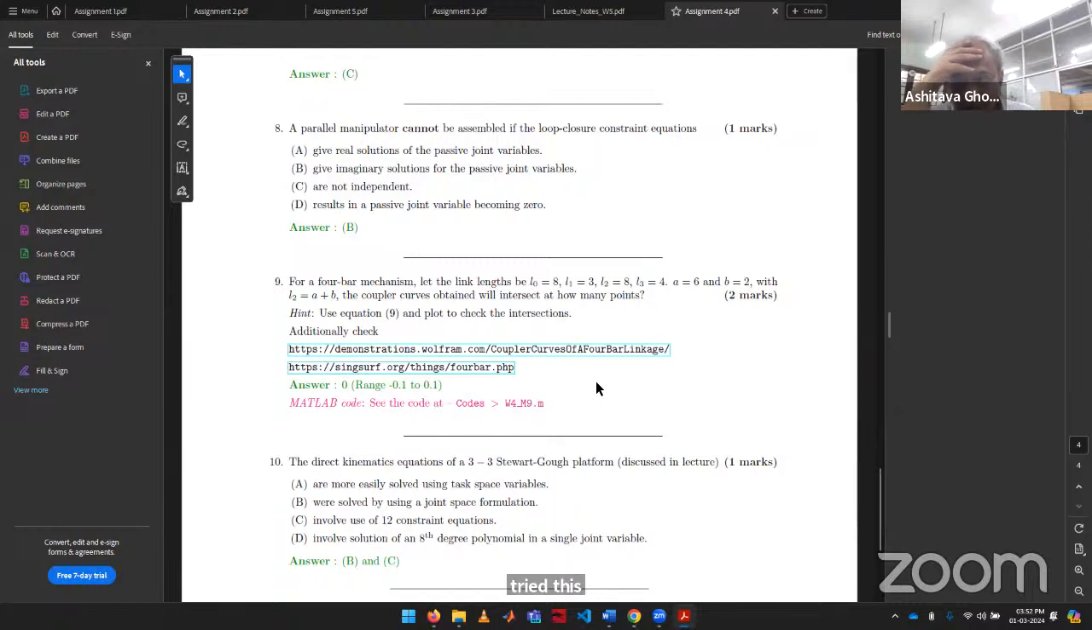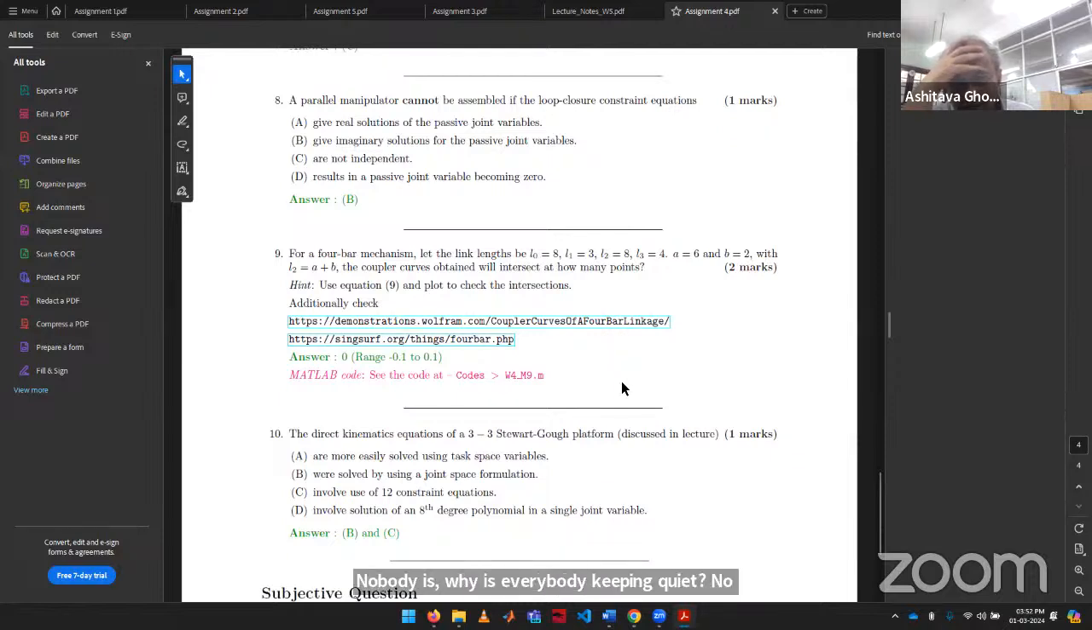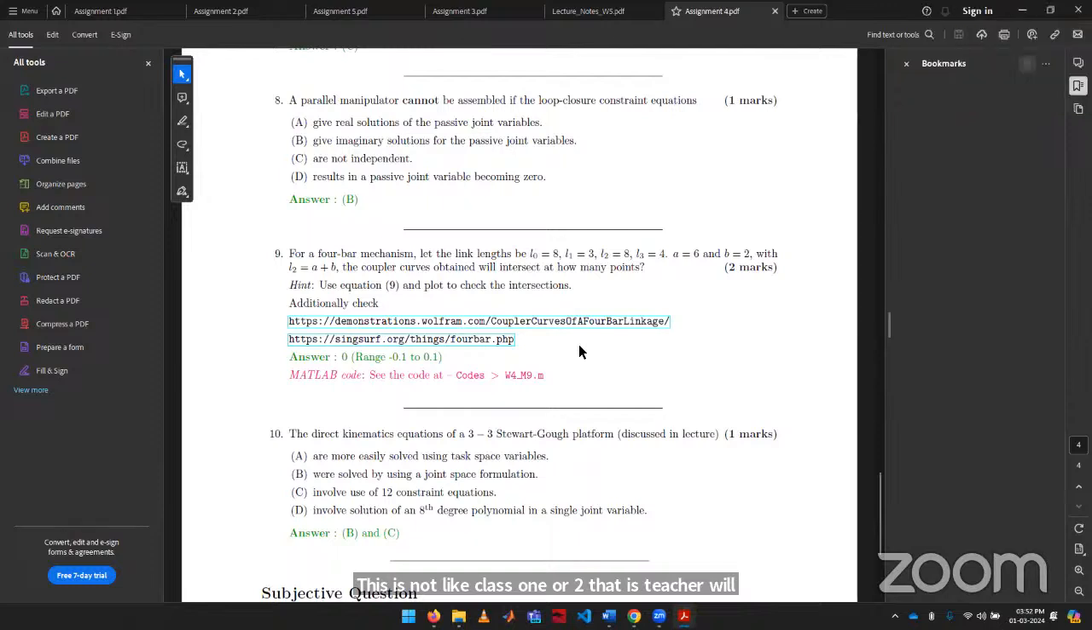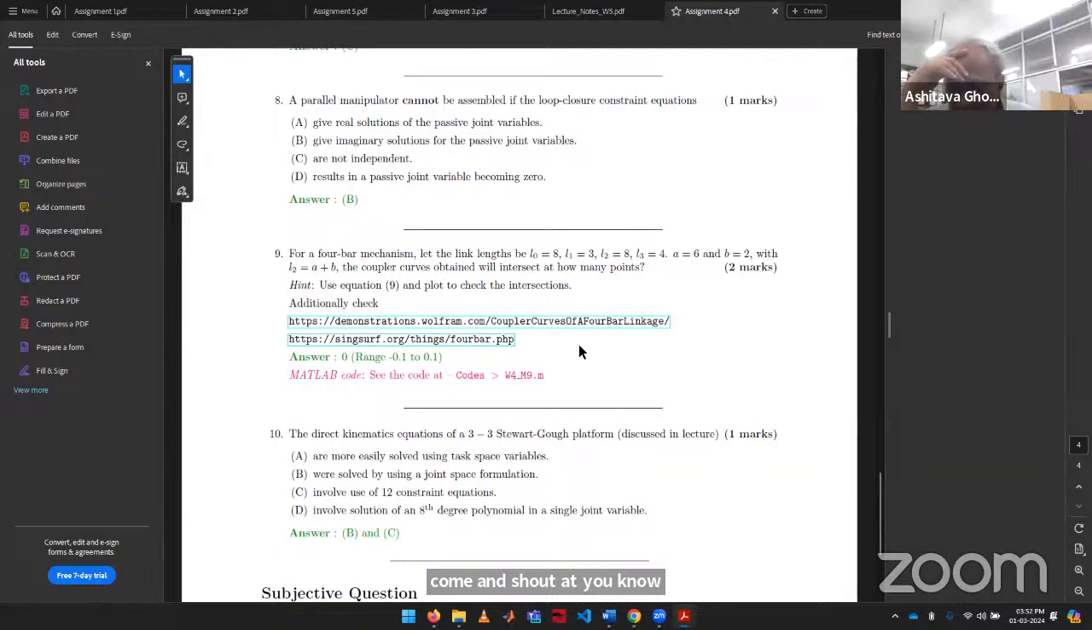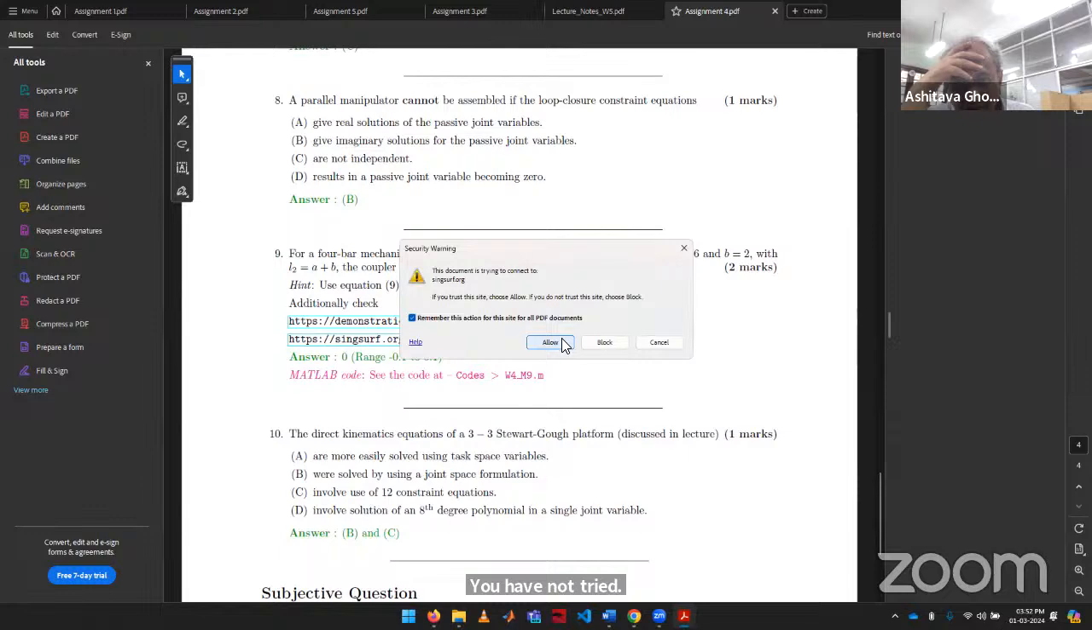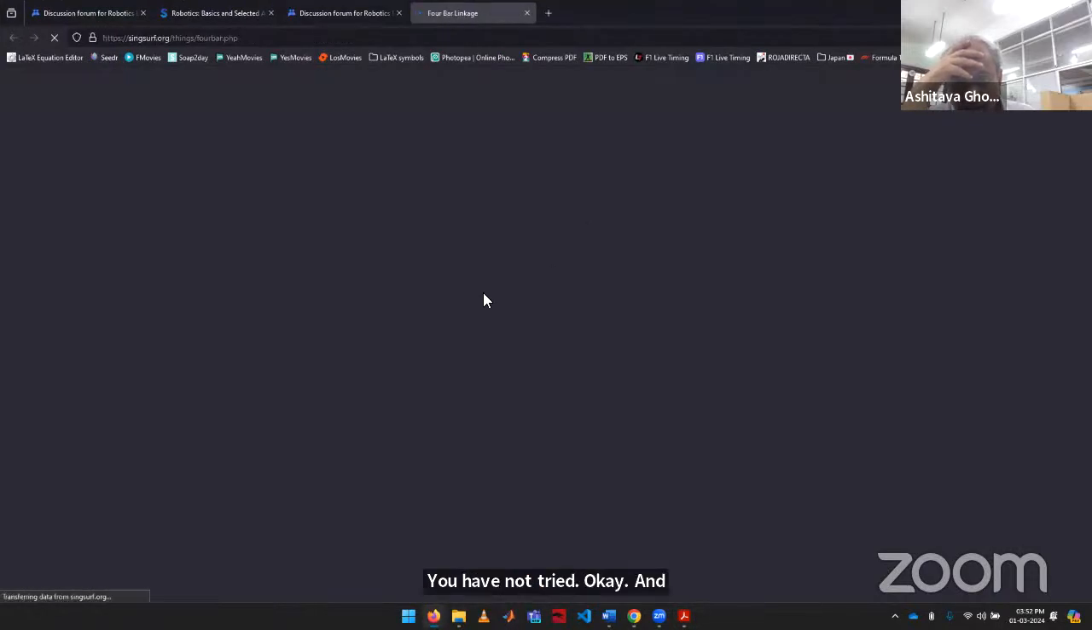Nobody? Why is everybody keeping quiet? This is not like class 1 or 2 where the teacher will come and shout at you, no? So let's be honest. Kirti, did you try this? Amandeep, Kirti, did you try this? You have not tried, Devashish Sahu. Okay. And why is that?